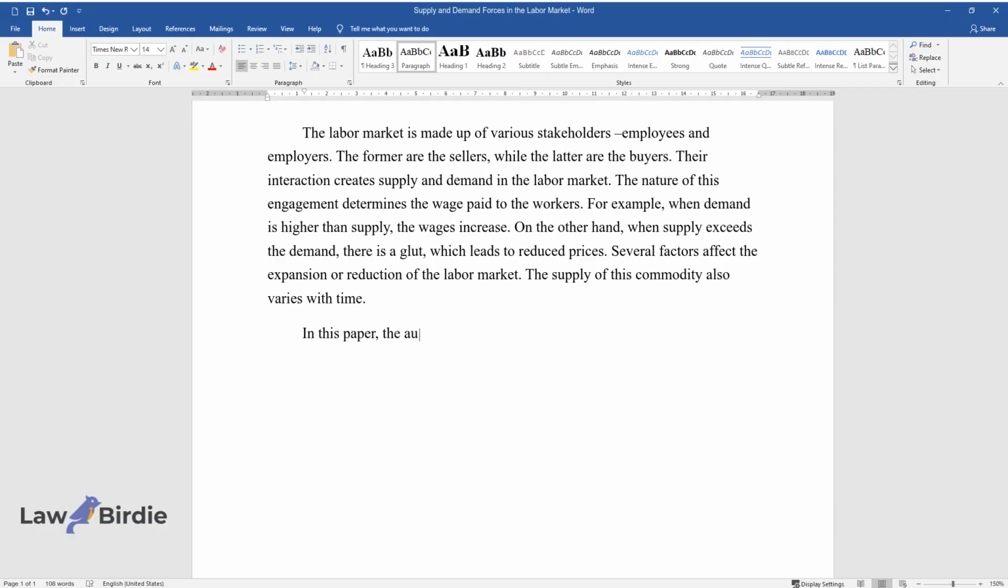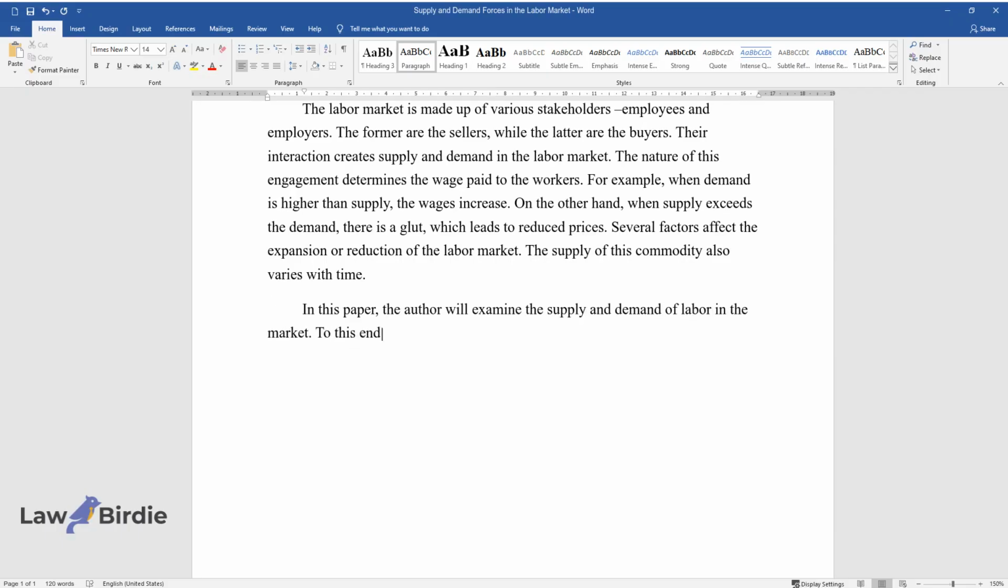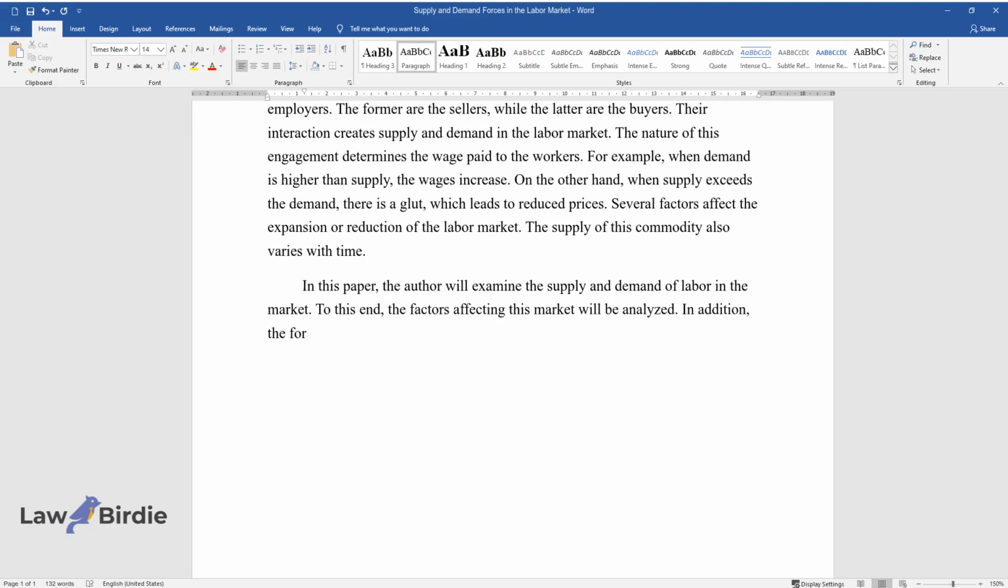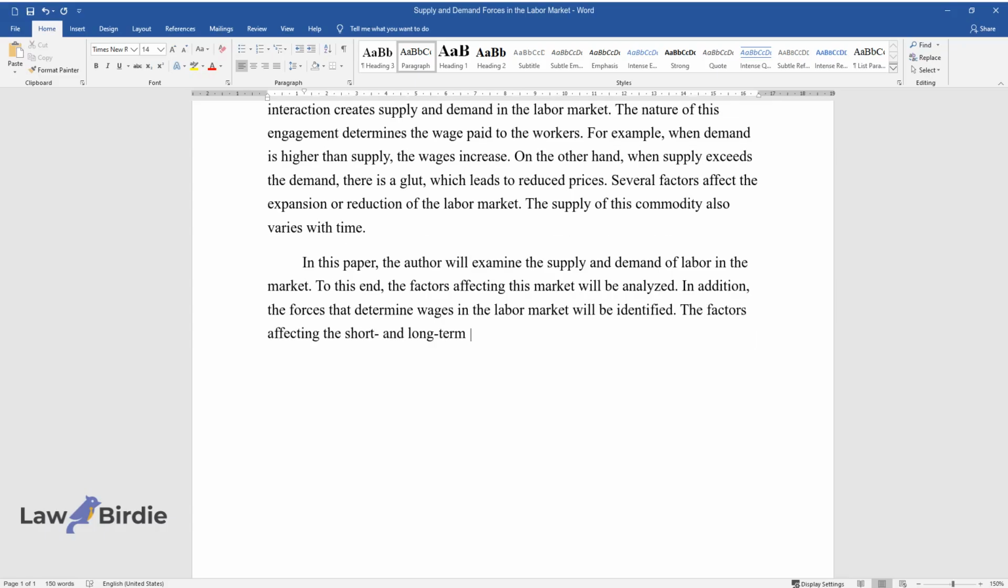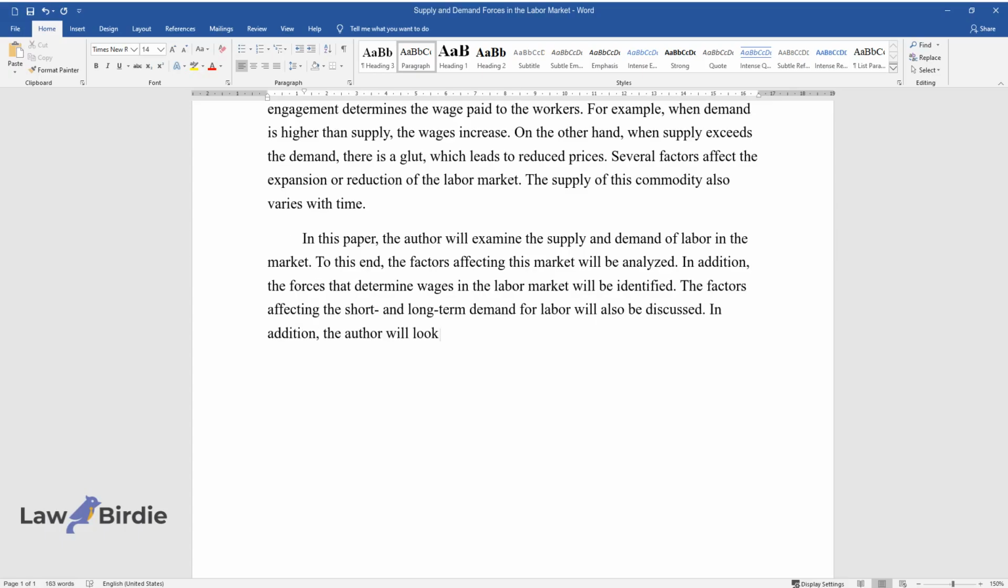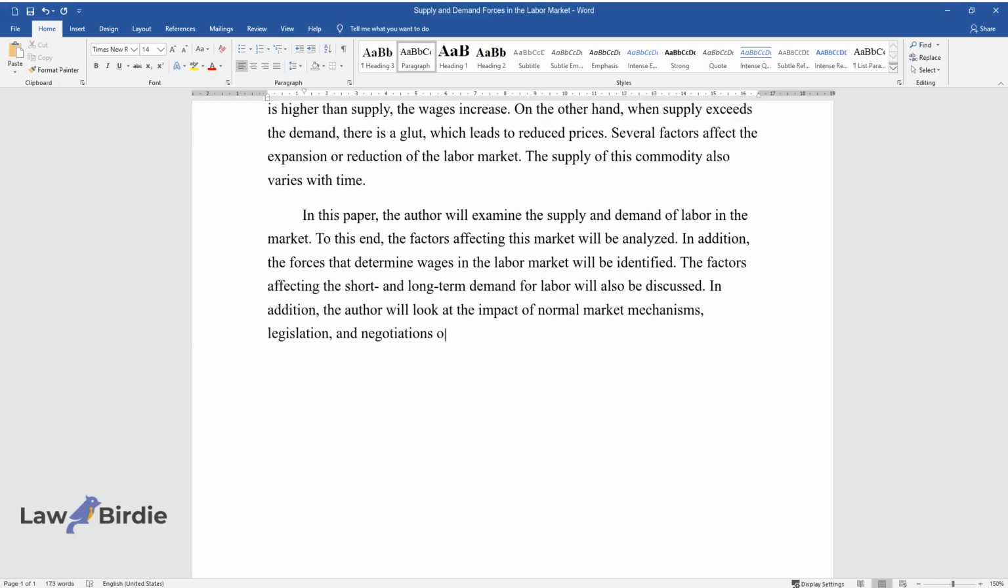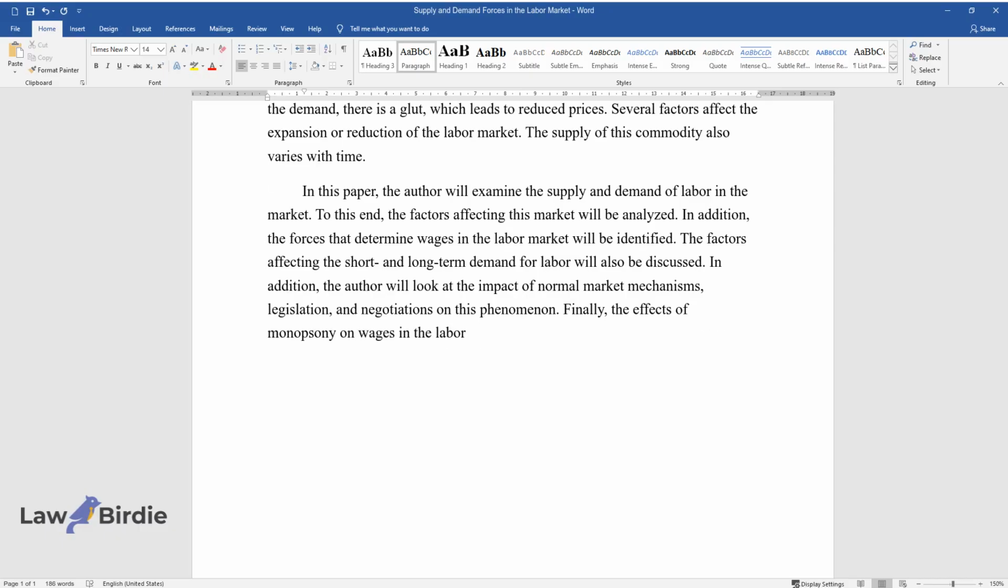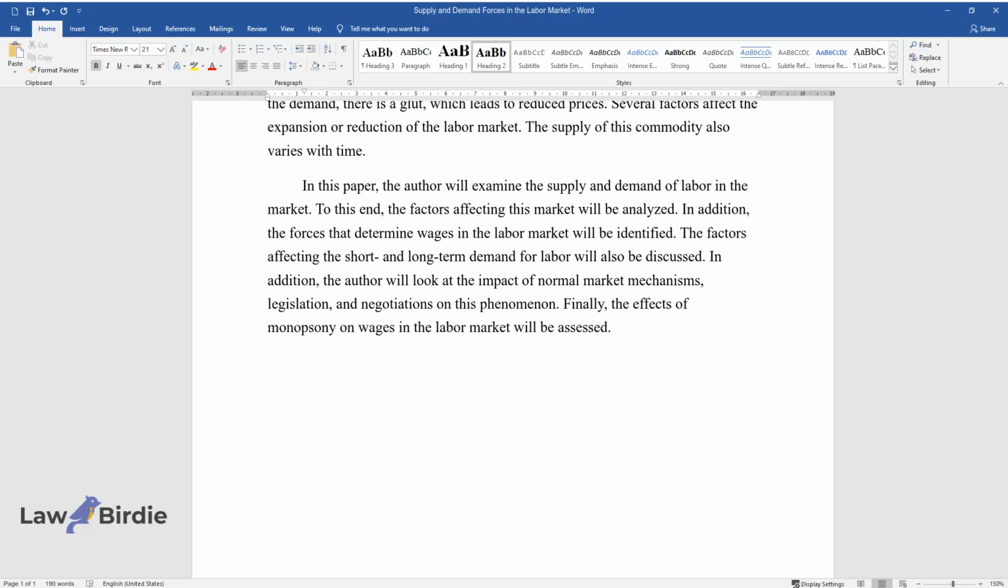In this paper, the author will examine the supply and demand of labor in the market. To this end, the factors affecting this market will be analyzed. In addition, the forces that determine wages in the labor market will be identified. The factors affecting the short and long-term demand for labor will also be discussed. In addition, the author will look at the impact of normal market mechanisms, legislation, and negotiations on this phenomenon. Finally, the effects of monopsony on wages in the labor market will be assessed.